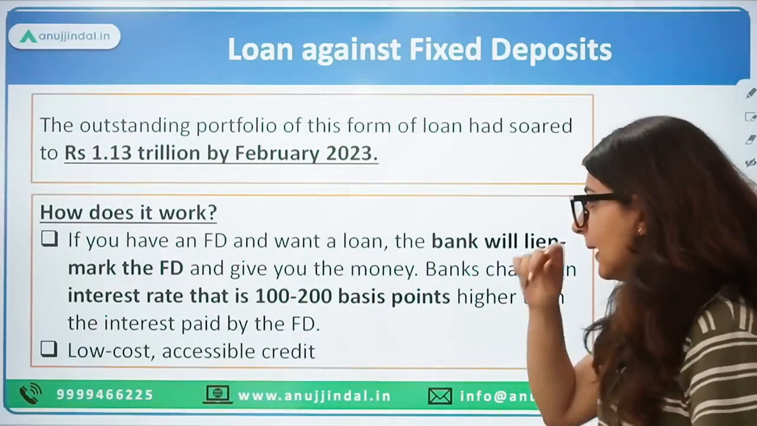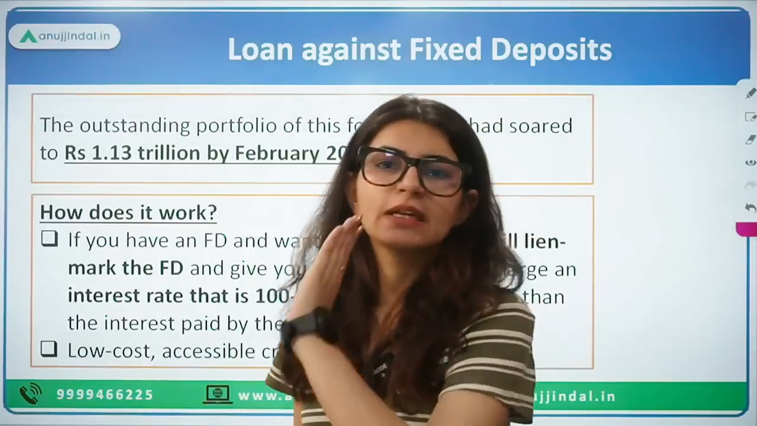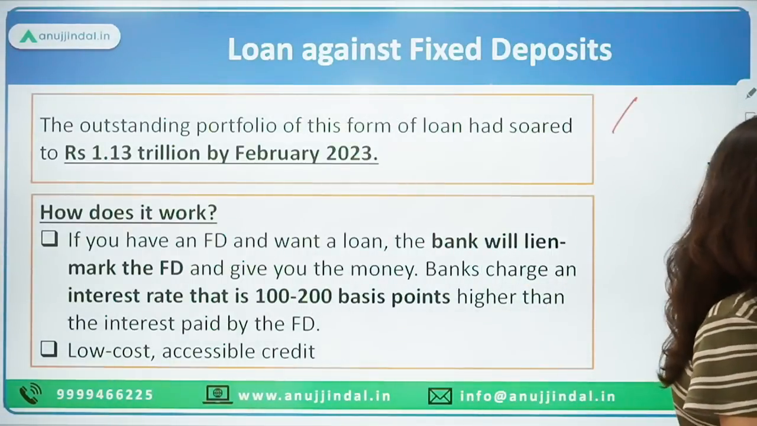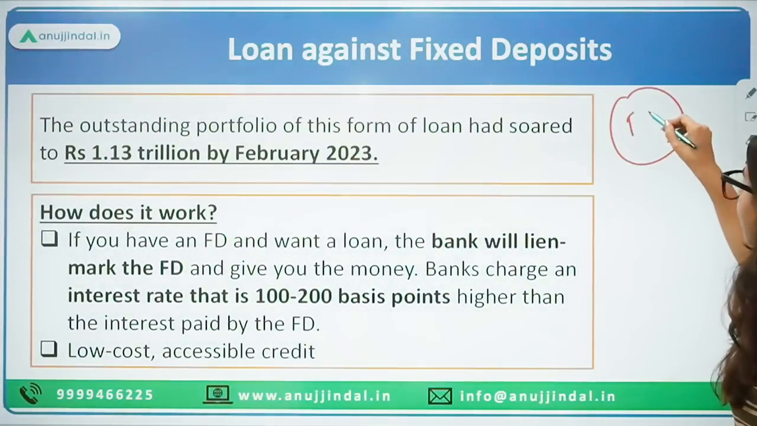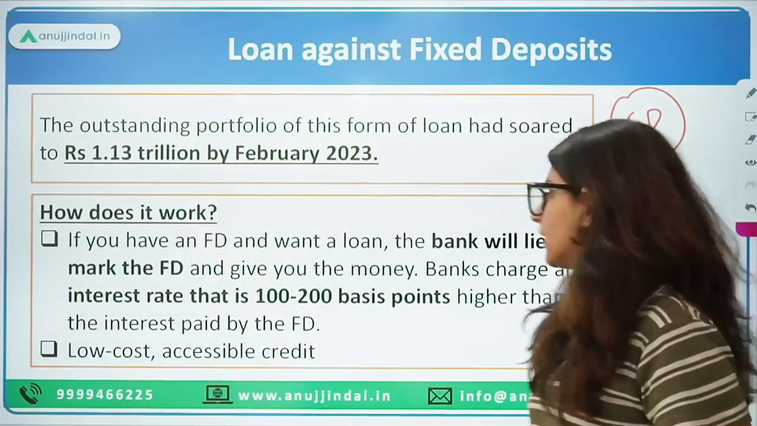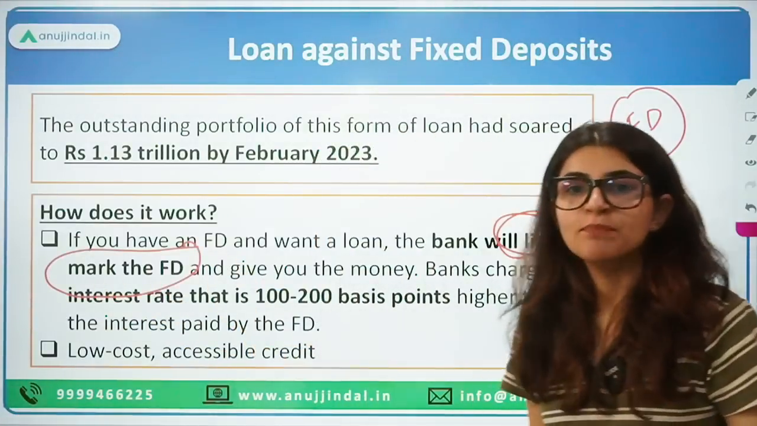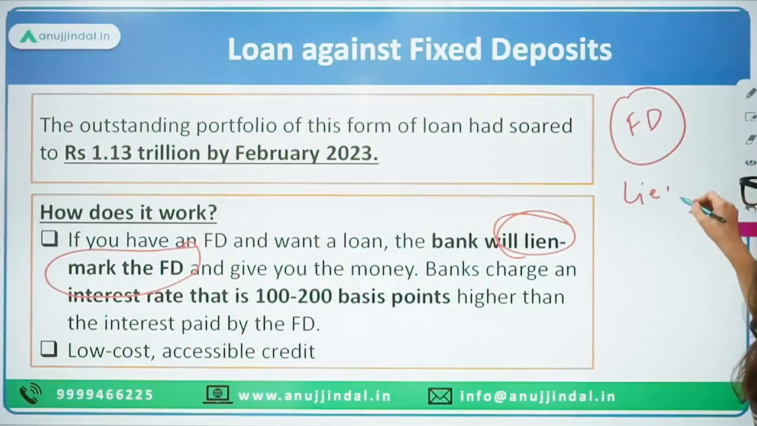Ab isme hota kya hai? Now, under this, what happens is, if you have a fixed deposit in a bank account, a fixed deposit account, so you have an FD account, what a bank will do is, bank will lien mark it. Bank will lien mark the FD. What does it mean to lien mark?